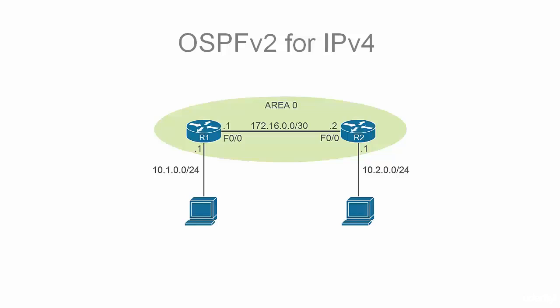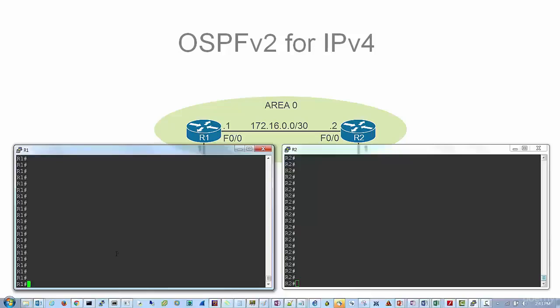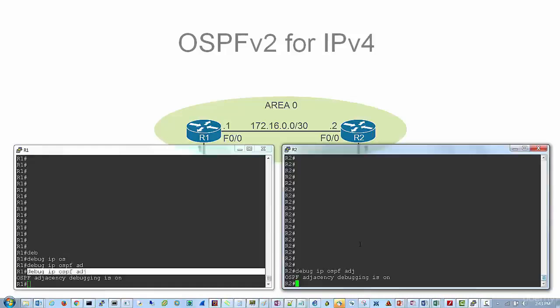In this section, we're going to learn how to troubleshoot OSPF version 2 for IPv4. Here in this topology, we just have two routers that are going to peer with OSPF, and they're going to be in area 0. Okay, the first scenario we're going to troubleshoot is if we had mismatched areas between these two routers. We're going to run debug IP OSPF adjacency on both routers, and that's going to help us troubleshoot most of our OSPF issues.